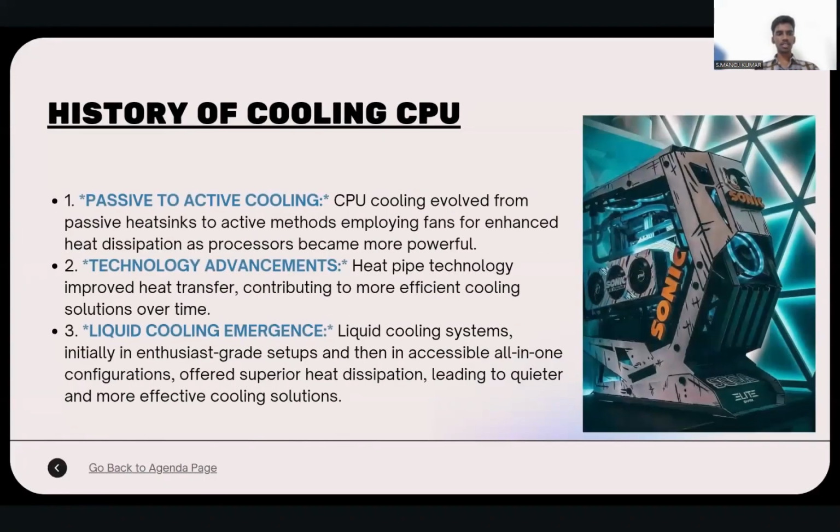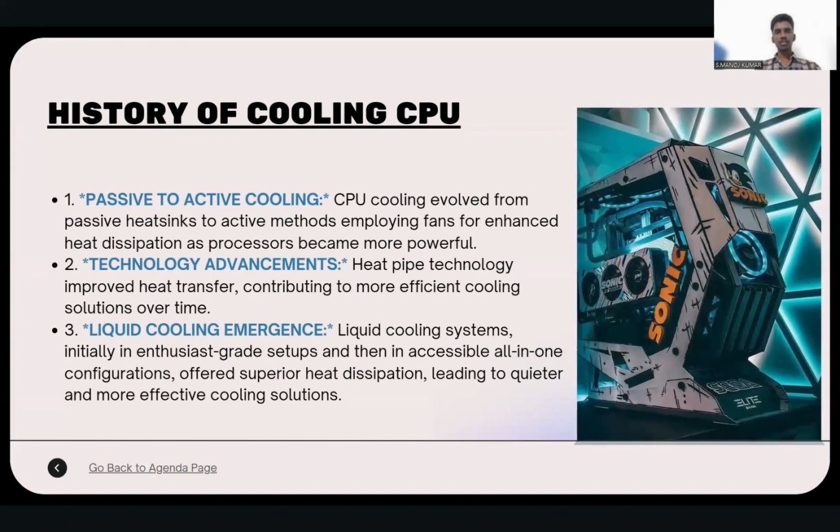This is the history of cooling CPUs. First, passive to active cooling. CPU cooling evolved from passive heat sinks to active methods employing fans for enhanced heat dissipation as processors became more powerful. Technological advancements: heat pipe technology improved heat transfer, contributing to more efficient cooling solutions over time. Liquid cooling emergence: liquid cooling is the latest thing, from enthusiast custom setups to accessible all-in-one configurations offering superior heat dissipation. This is the best and the latest one.